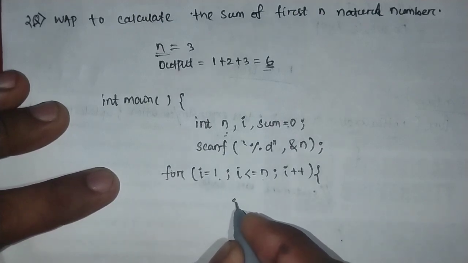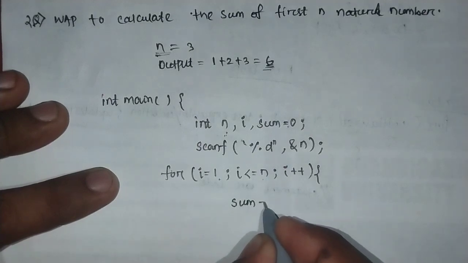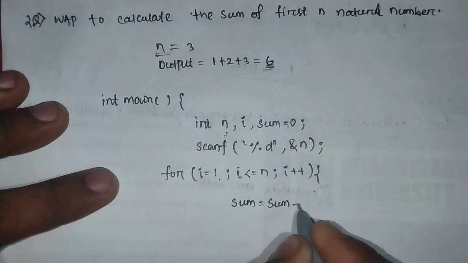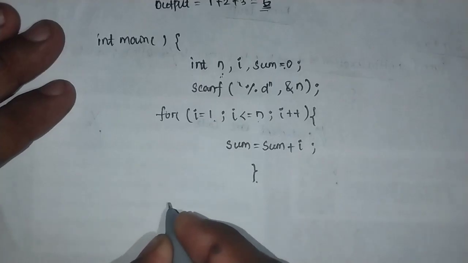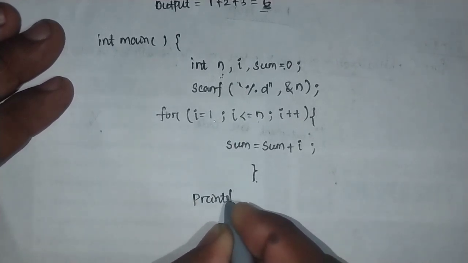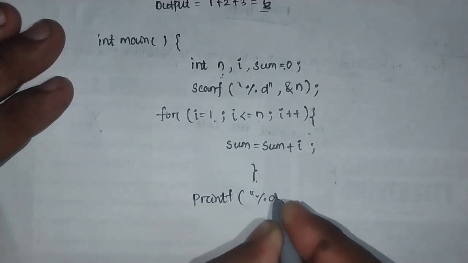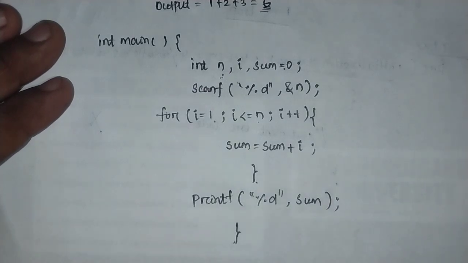So the code will be sum equals sum plus i. After that, print the value of sum as output. Let's do it by code editor.